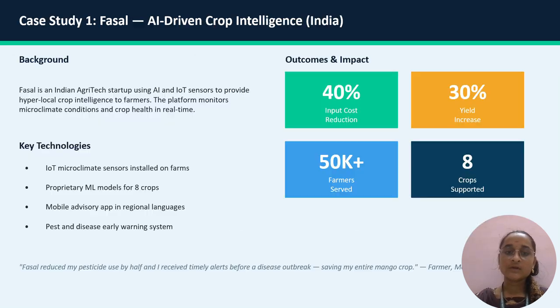And next, in this case study, a real life case study of Fasal, which used AI to help farmers. This case study shows how Fasal uses AI and IoT to help farmers. It provides real-time crop intelligence, early disease warnings and smart recommendations. As a result, farmers reduce cost, increase yield, and improve productivity.